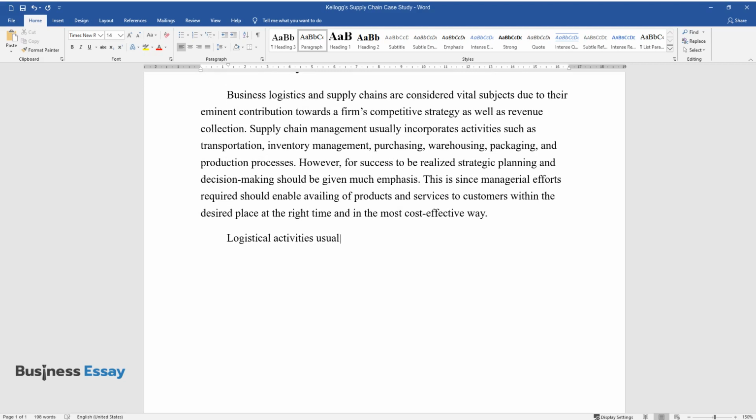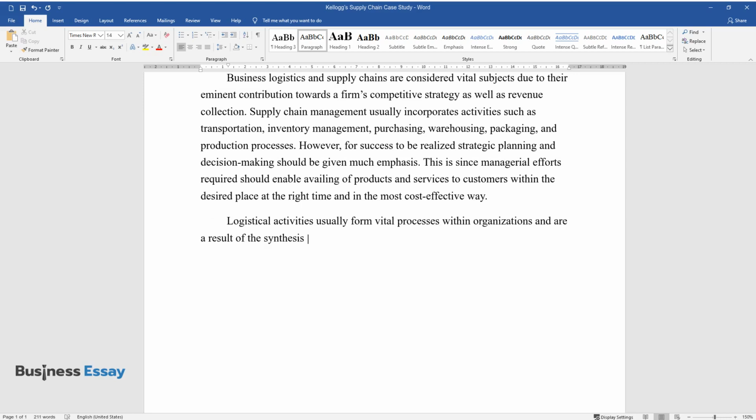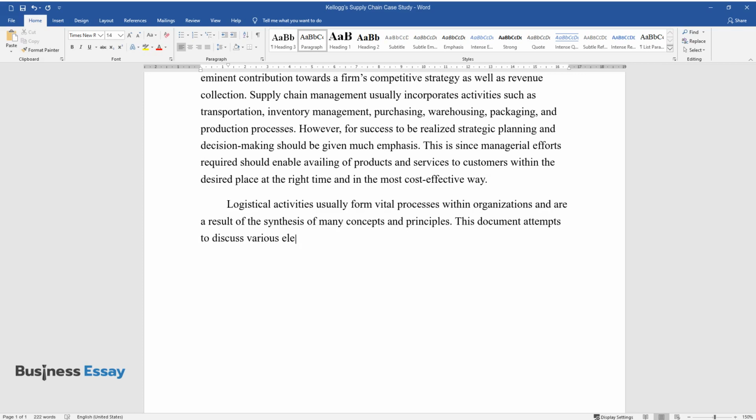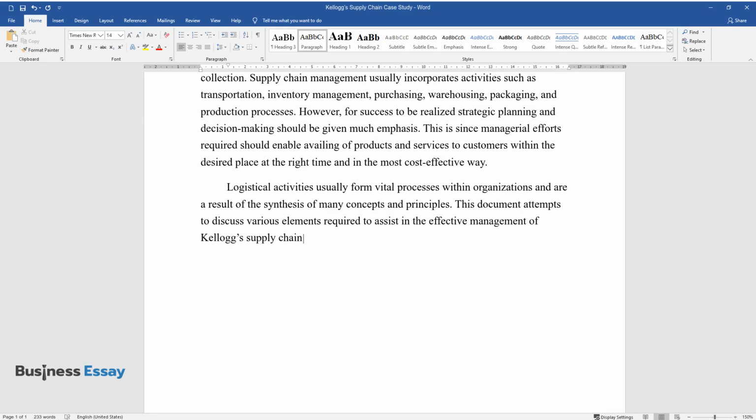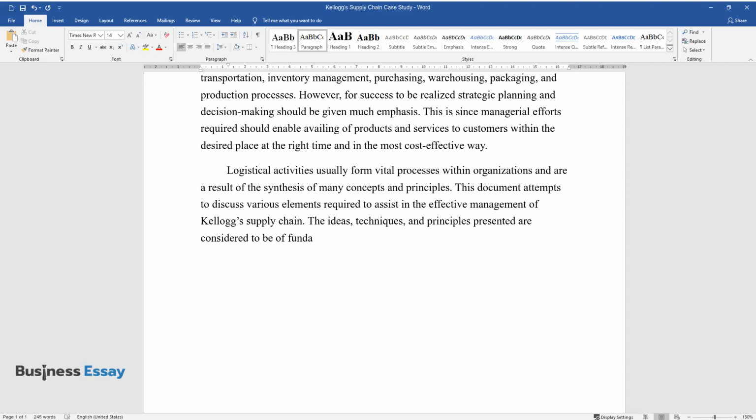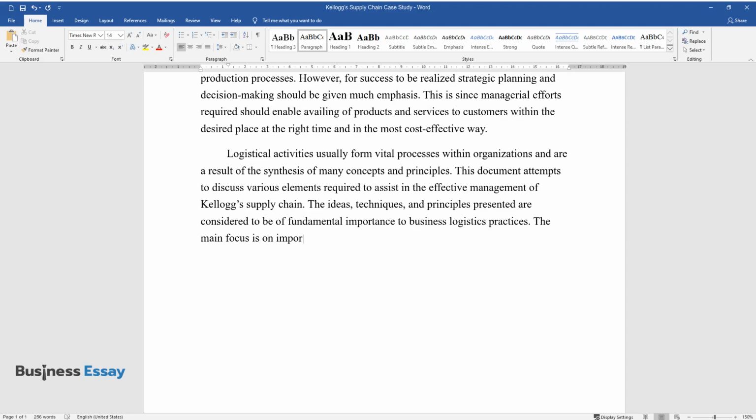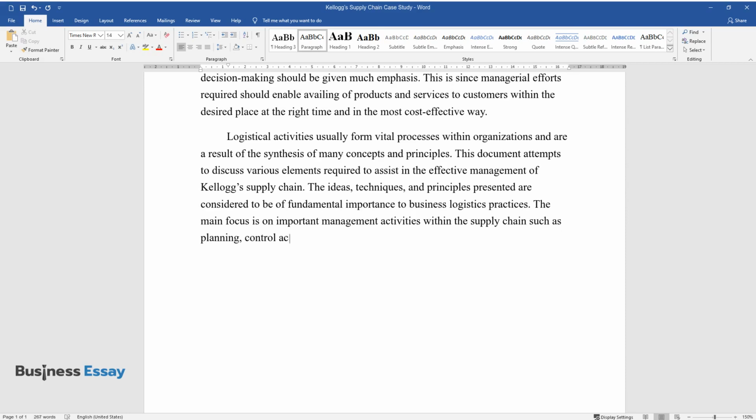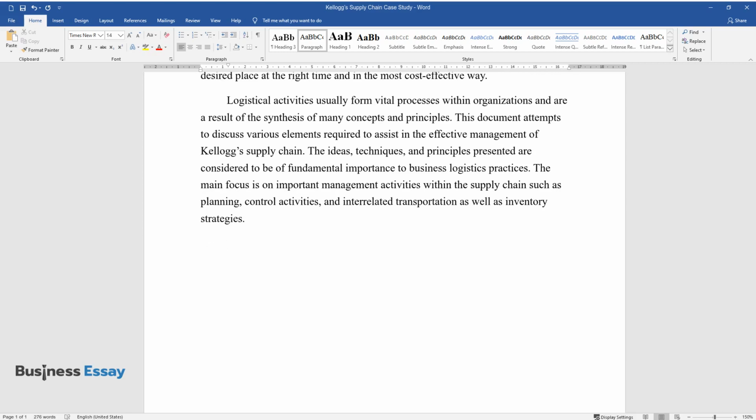Logistical activities usually form vital processes within organizations and are a result of the synthesis of many concepts and principles. This document attempts to discuss various elements required to assist in the effective management of Kellogg's supply chain. The ideas, techniques, and principles presented are considered to be of fundamental importance to business logistics practices. The main focus is on important management activities within the supply chain, such as planning, control activities, and interrelated transportation, as well as inventory strategies.